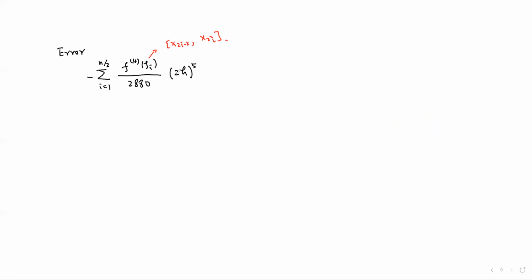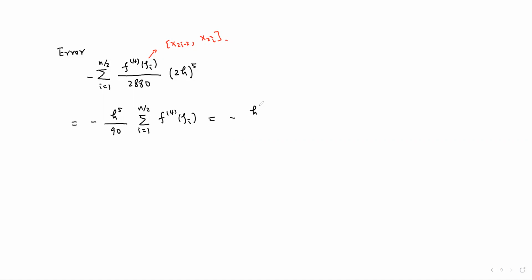Now let me apply the power to 2 and to h. Then move h out. H to the fifth over 2 to the fifth divided by 90, summation i from 1 to n over 2 of f fourth derivative at psi i. Okay, now the sum, let me take an average on the sum.